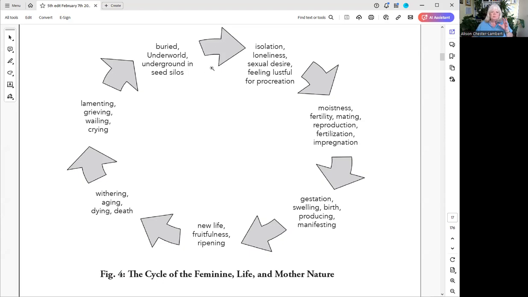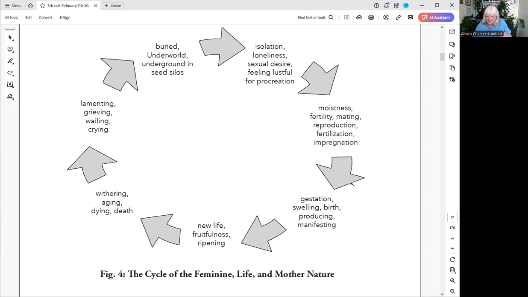The feminine then becomes aware of isolation and loneliness. And sexual desire begins to stir because there is a lust for procreation. So therefore, we get this next part of the cycle, which is about feeling lustful and wanting to procreate because of loneliness. So a movement out of the world of one into a world of two. The next part of the cycle is to do with moistness and fertility. So mating, reproduction, fertilization, impregnation.